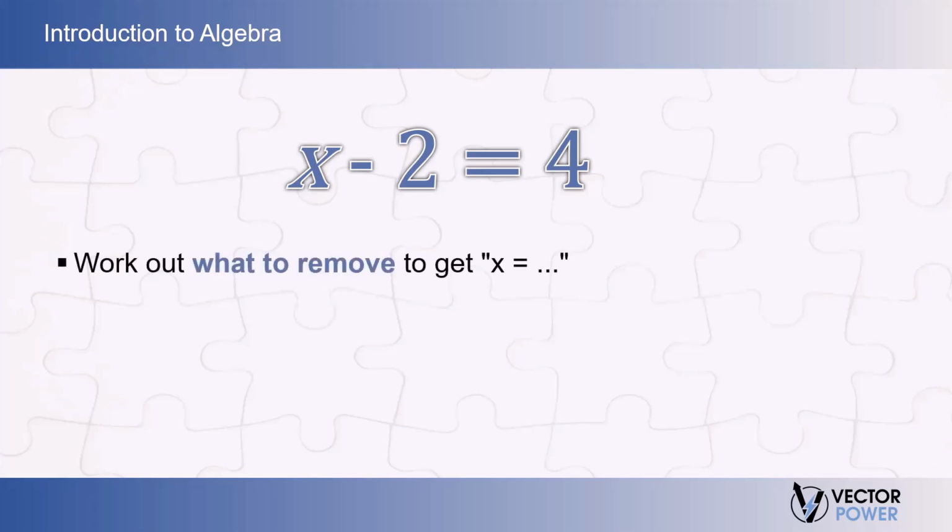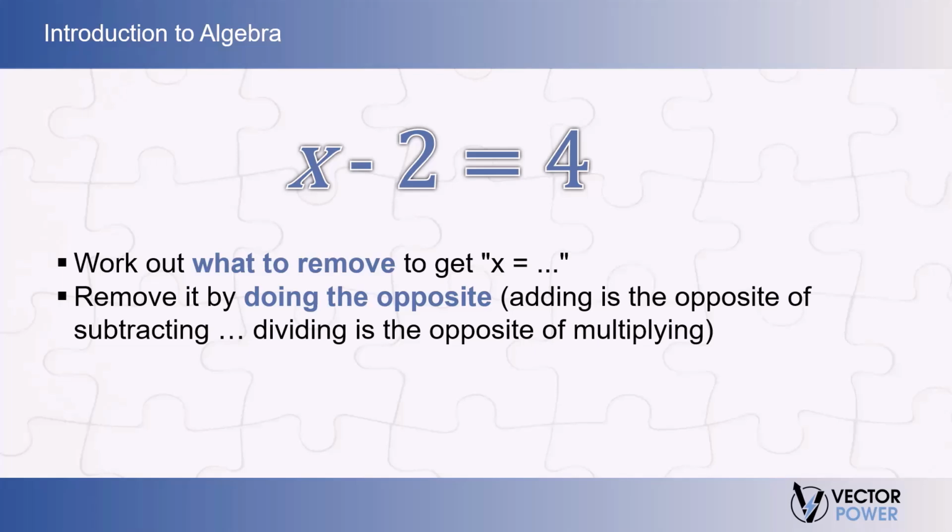How to solve an algebraic problem. Algebra is just like a puzzle where we start with something like x minus 2 equals 4. And what we end up with is something like x equals 6. But instead of saying, obviously, x equals 6, algebra uses this simple step-by-step approach. Work out what to remove to get x equals. Remove it by doing the opposite. Adding is the opposite of subtracting. Do that to both sides.